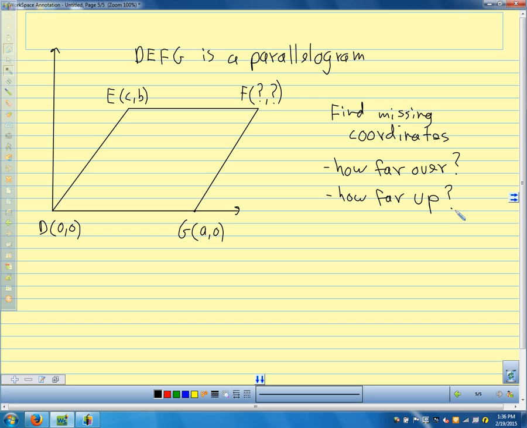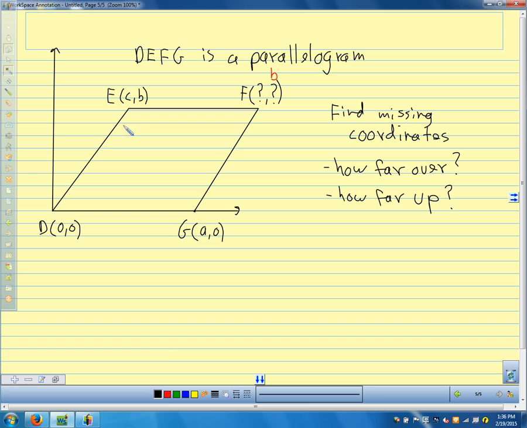Well, for this one, since it's a parallelogram, let's start with the easy one. How far up is point E? For up, how far up is it? B. It's the second letter, right? If this is a parallelogram, how far up does point F have to be? B. It has to be the same, right? So that one's easy. Because it's a parallelogram, it's the same height, same distance up. So I go up B units to get here.